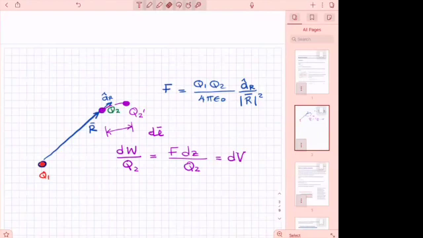And so if I have a charge within an electrostatic field, then it feels a force. If I want to move this charge by a bit, and spend a little bit of work, then it's practically the force times the distance I move it. If I divide that by the charge, it gives me a new concept, the concept of the change of potential.